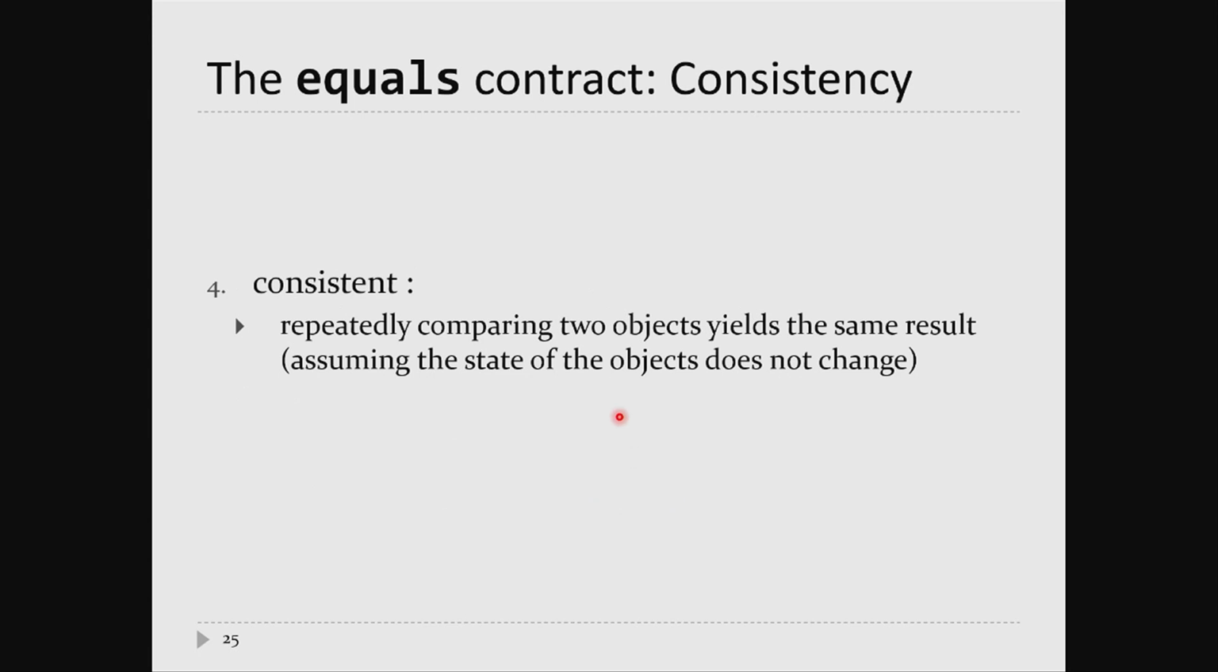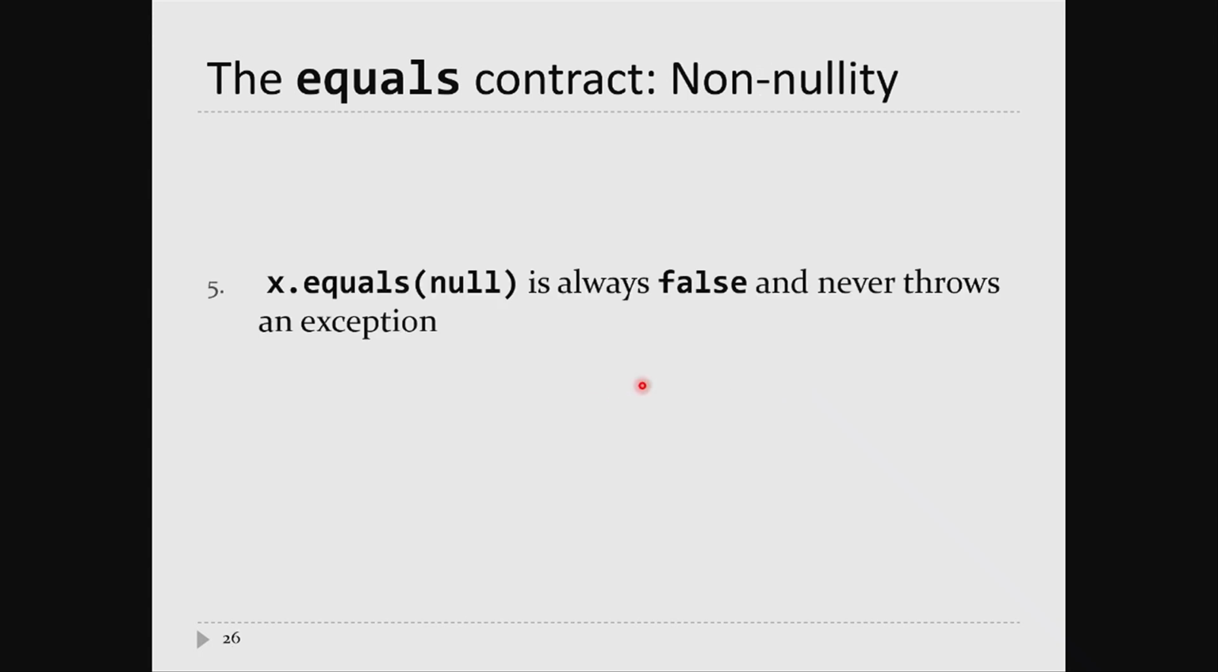Consistency. This one's a bit of a weird one because you wouldn't expect equals to ever not be consistent. So if I have two objects x and y and I never change their state, x equals y always returns the same answer. In other words, the result of calling equals on two objects should be consistent. It shouldn't be random. And you would think this should always happen, but it's pretty easy to create a class where this doesn't happen. And finally, x equals null is always false.